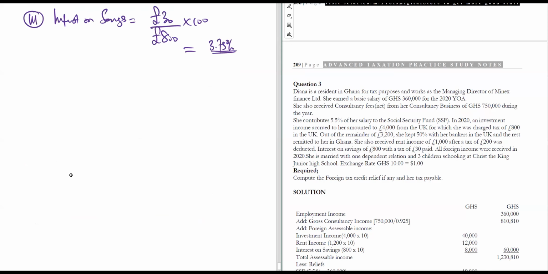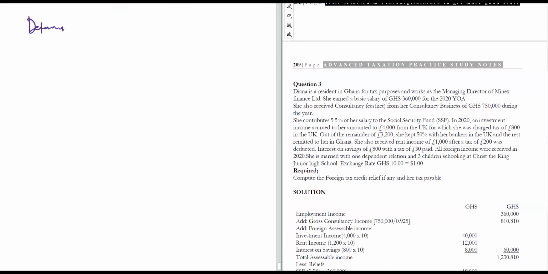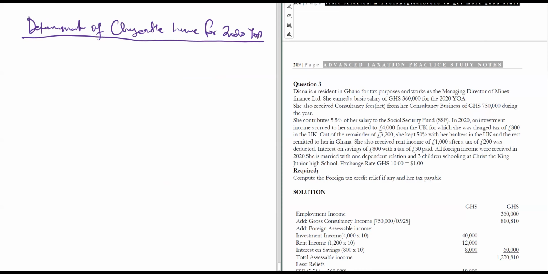Done. So now we need to determine what? ATR in Ghana. Determination of ATR in Ghana. So determination of chargeable income, right? So let's go and get her chargeable income for 2020. That means we'll need 2020 rates.